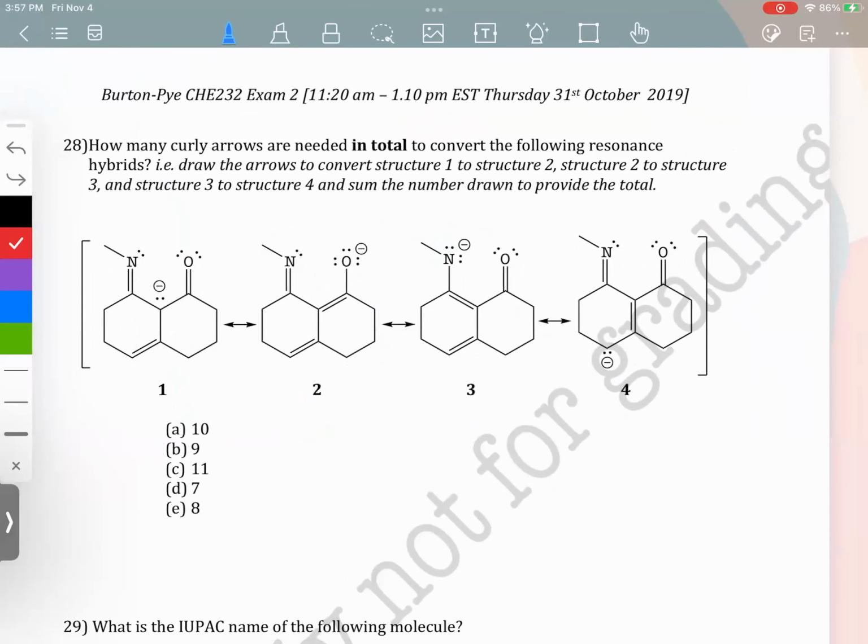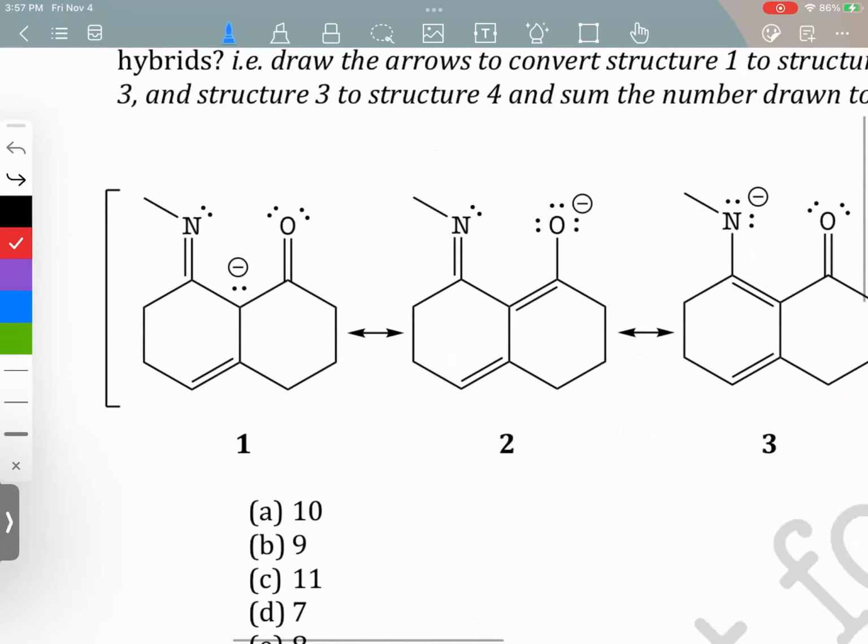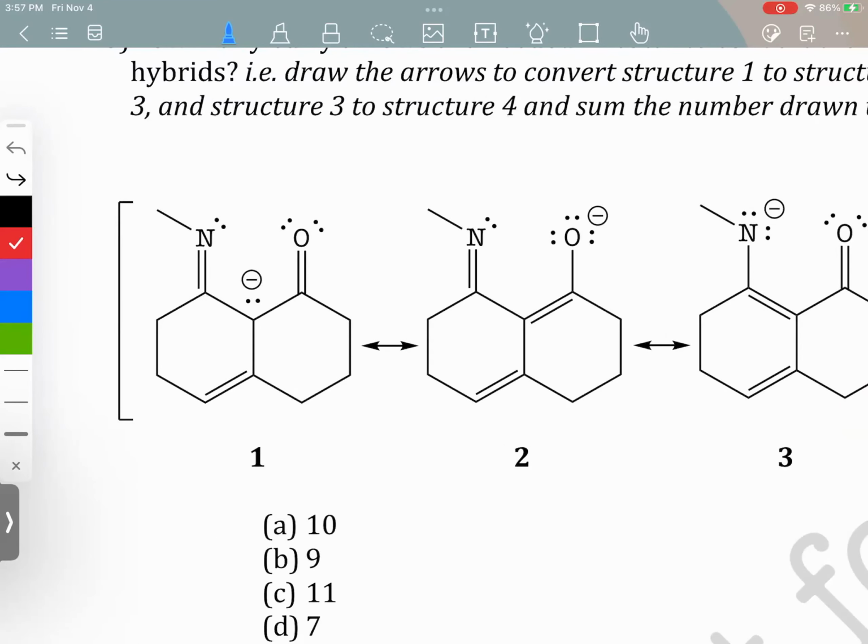28. How many curly arrows are needed in total to convert the following resonance hybrids? When we're determining what type of movement is happening, we always look at the second resonance that occurs. This helps us know what type of movement happened in the first one, so we can draw our curly arrow notation. As we're starting, we're looking at 2. What is formed in 2?